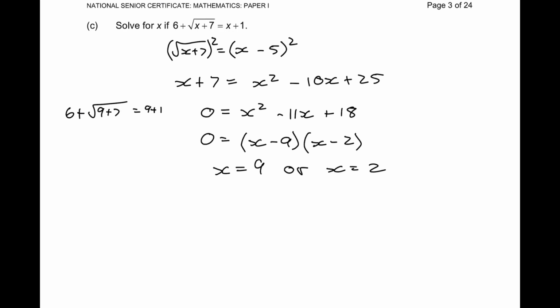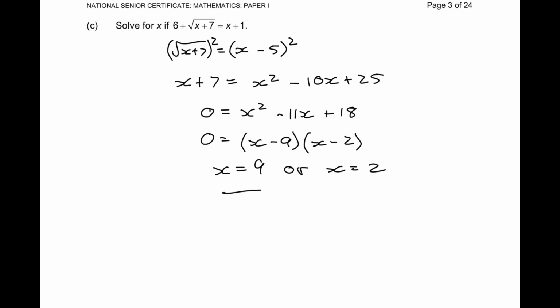Now, 9 plus 7 is equal to 16. So inside there, I can replace 9 plus 7 with 16. Well, the square root of 16 is indeed 4. So 6 plus 4 is 10, and 9 plus 1 is 10. So this equation holds true. So we can then say that that is indeed going to be one of our solutions.